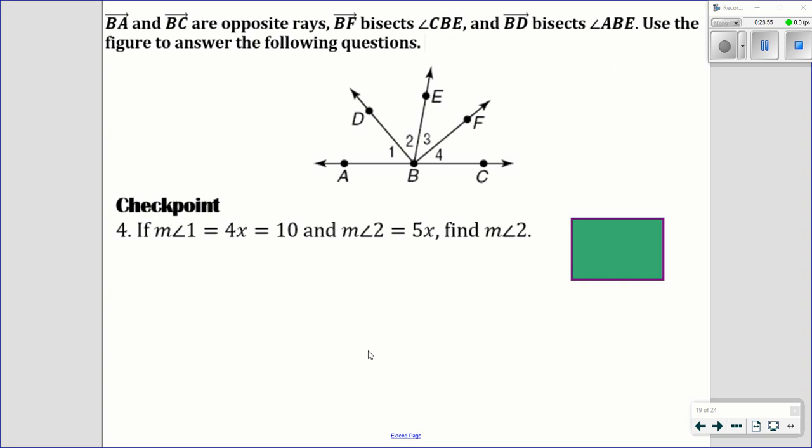Alright, so this one says that AB and BC are opposite rays. That opposite ray creates a line. And ray BF bisects angle CBE. So this one bisects this angle. So that means angle 3 is congruent to angle 4.